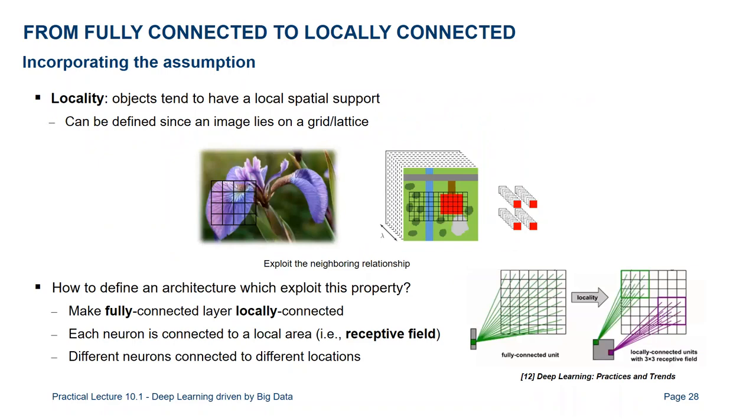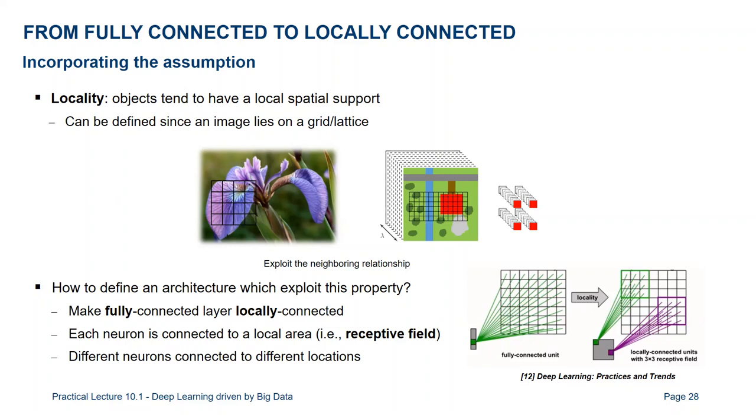So we said that objects tend to have a local spatial support, like you see here, for instance, the petal of the flower or the roof of the house. And of course, you can define it very well with the lattice or with the grid. So the question is how to define an architecture that can exploit this property. So how can we incorporate this locality assumption.